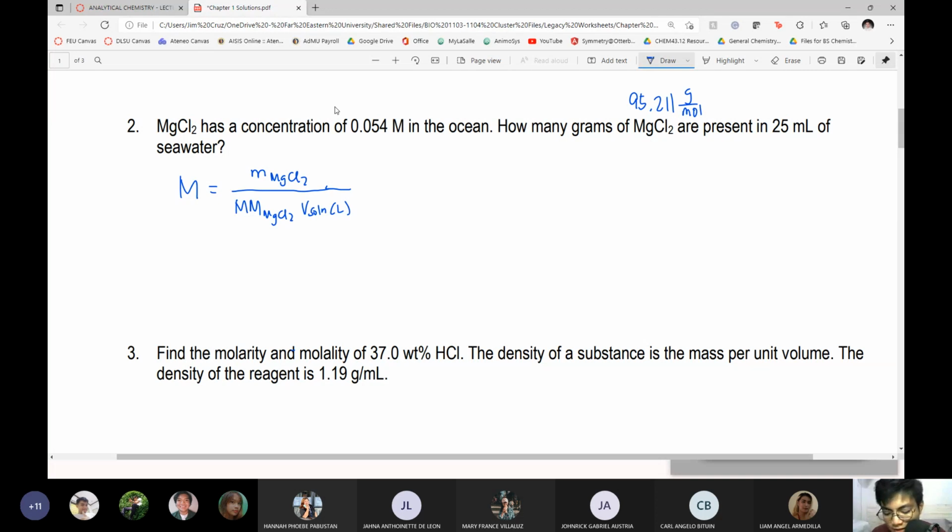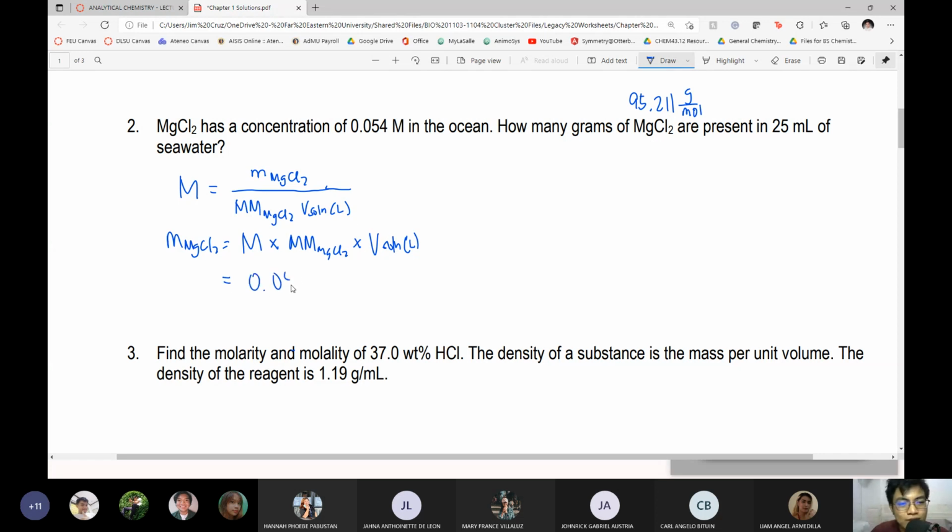Okay, may dalawa na nakasagot. Madali lang kasi siya. Sa transpose lang, right? Okay. So, just transpose everything here in the denominator to the other side. So basically, the mass of magnesium chloride is equal to the molarity times the molar mass of magnesium chloride times the volume of the solution, but in liters. Okay, do not forget liters.